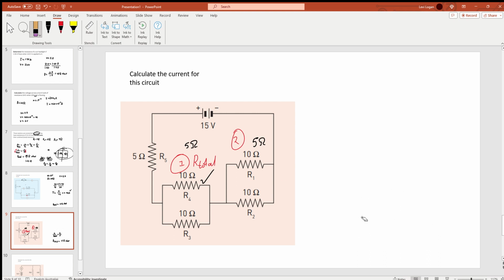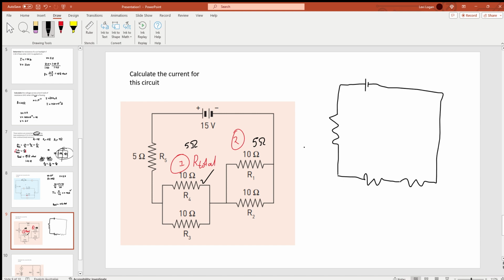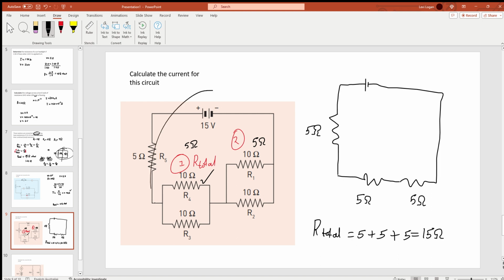So when you think about it, our circuit actually looks like this now. Well, not looks like, but it will have pretty much the same rules applied. We've got 5 ohms here, 5 ohms here, and 5 ohms here. So technically they're in series. If we want to work out the total resistance, you just add up this with that with that. So it's going to be 5 plus 5 plus 5, which is 15 ohms. So 15 ohms is the total resistance of this entire circuit here.